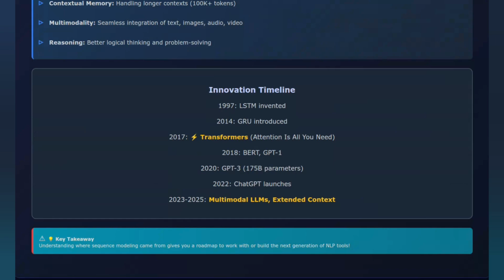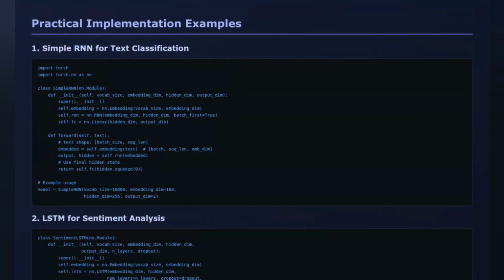And look at how far we've come, from LSTM in 1997 to transformers in 2017 to billion-parameter models just a few years later. Understanding this history isn't just academic. It gives you a roadmap. It helps you understand the trade-offs, choose the right tool for your problem, and anticipate where the field is heading next.